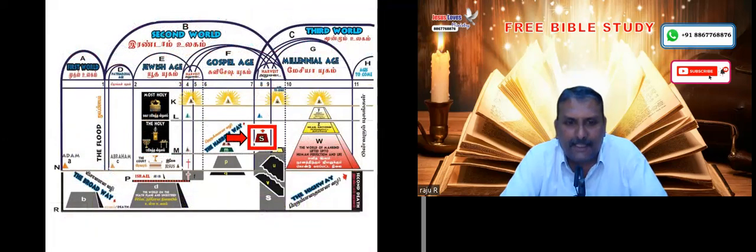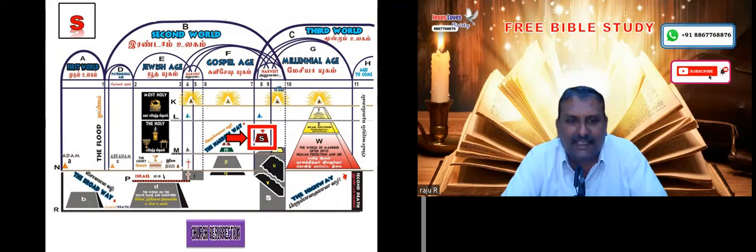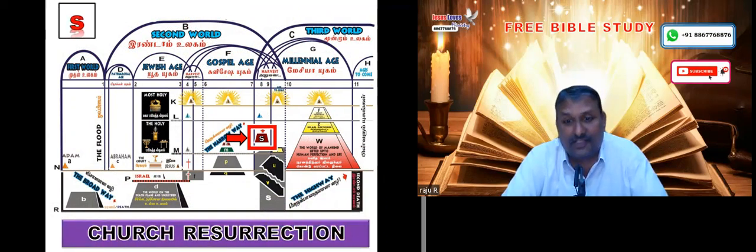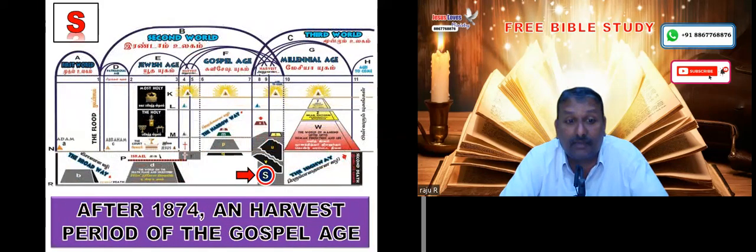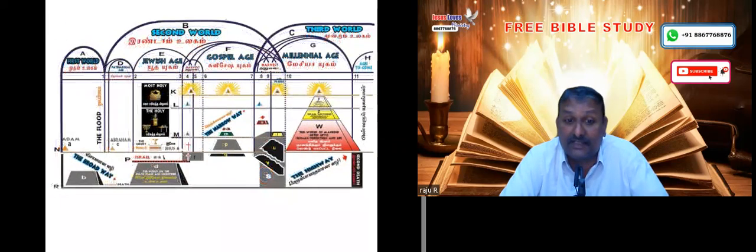And what is this S? Yes, small s represents the resurrection of the church. That means the final resurrection, I'm saying, okay? The church is already resurrected, but the final set of the people will be resurrected in the great time of trouble. Now you can see S here. This S and this F are much similar. It's in the dark portion. So what does it represent? This represents the great time of trouble, a period of the harvest, where the wheat and the tares are separated.